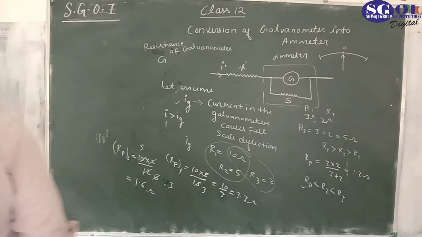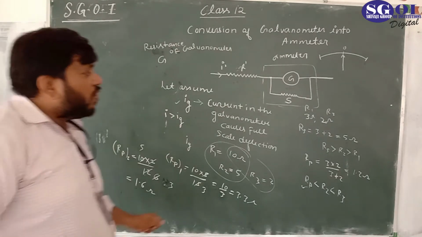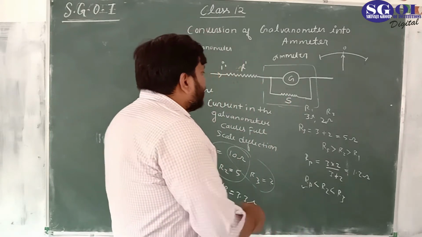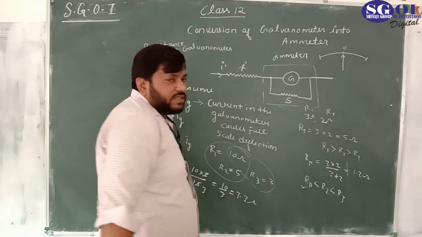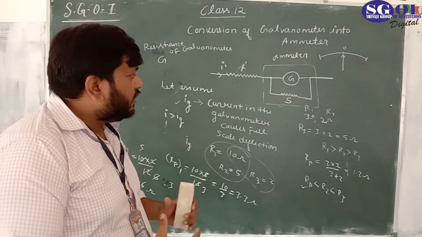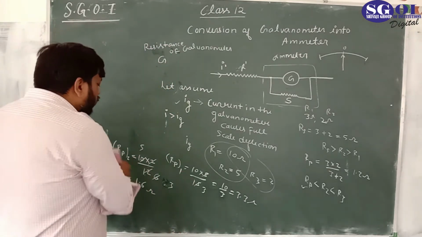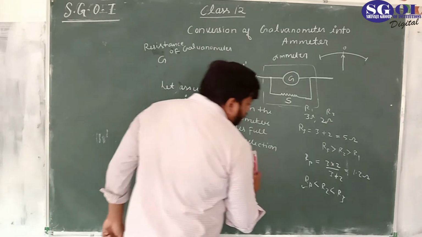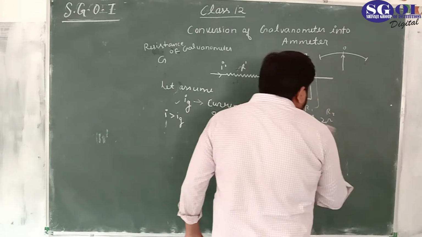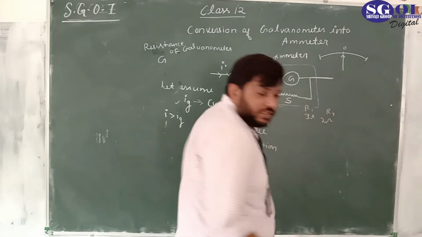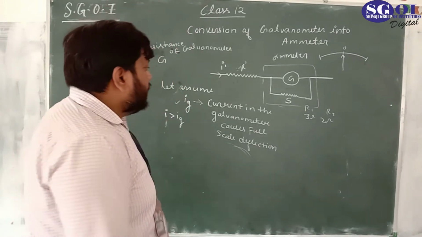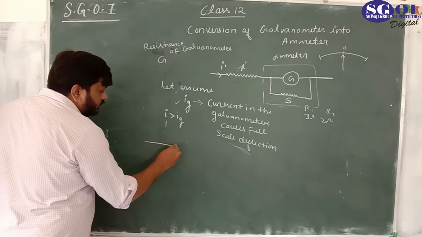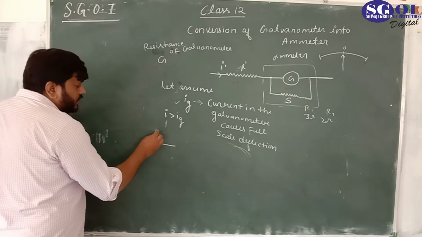Now we are going to decide the value of S. What should be the value of shunt resistance? How could we decide the value of shunt resistance? Let's understand this concept now. How could we decide the value of this shunt resistance S? So suppose the current is I.